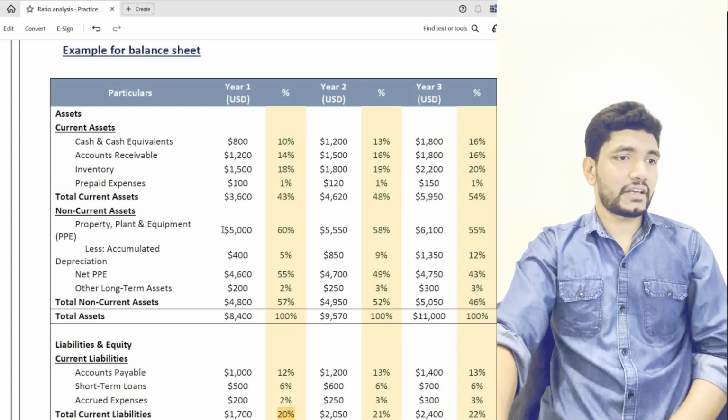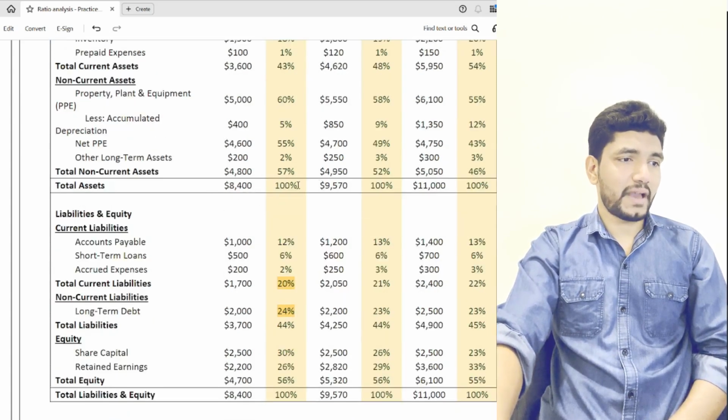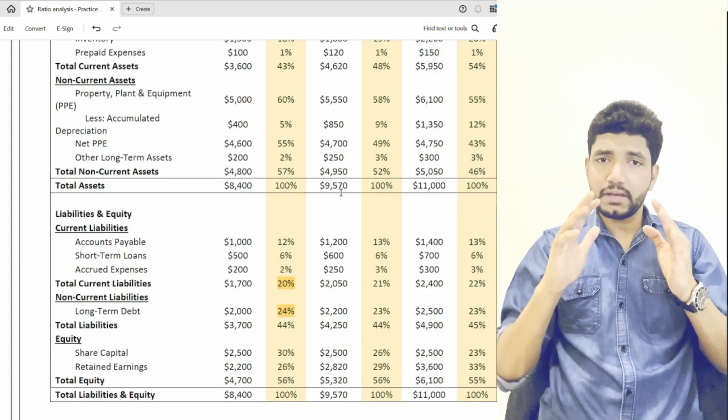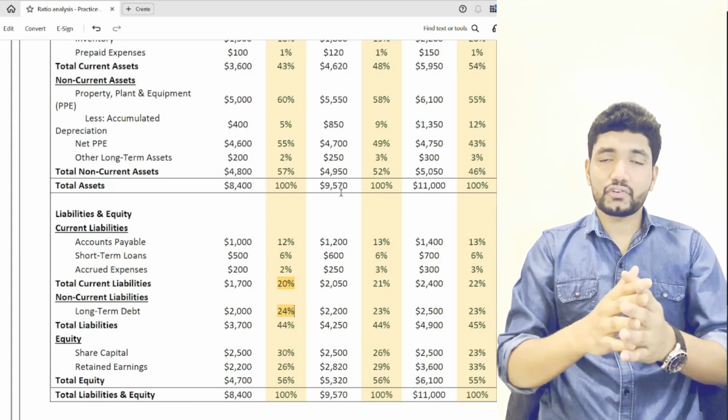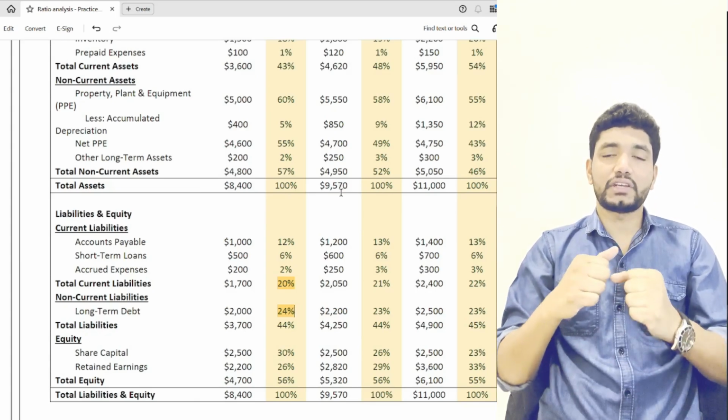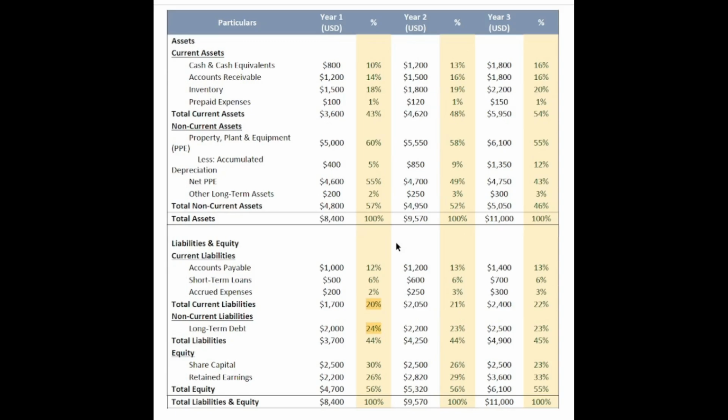So you can see the total asset is always matching with the total liabilities. At any point of time, the total asset should match with the total liabilities and equity of a balance sheet. Here is the complete example for the balance sheet.